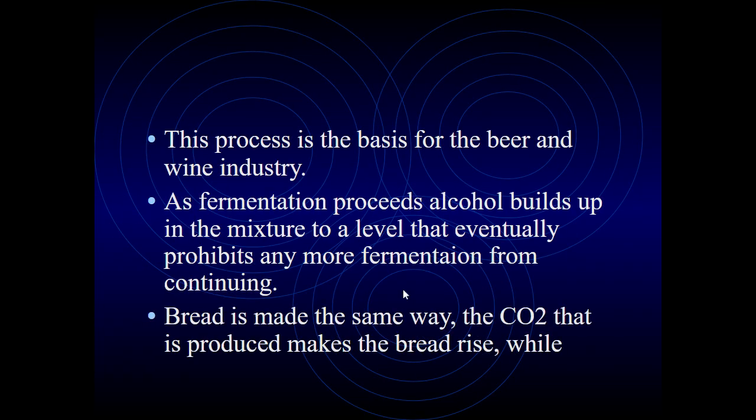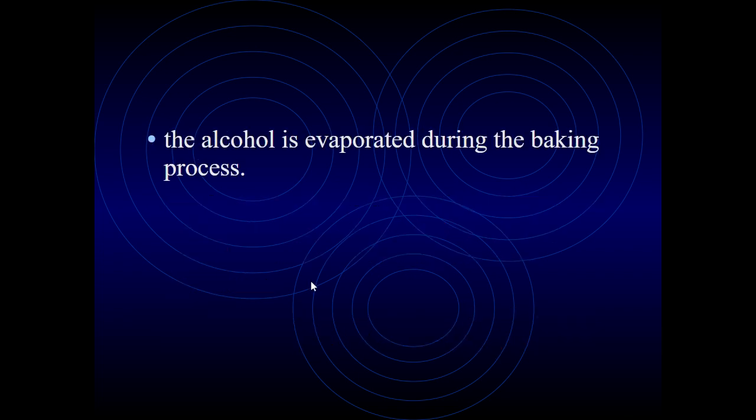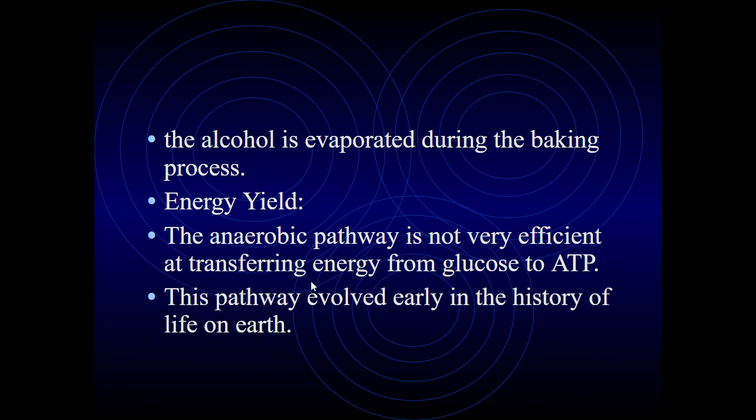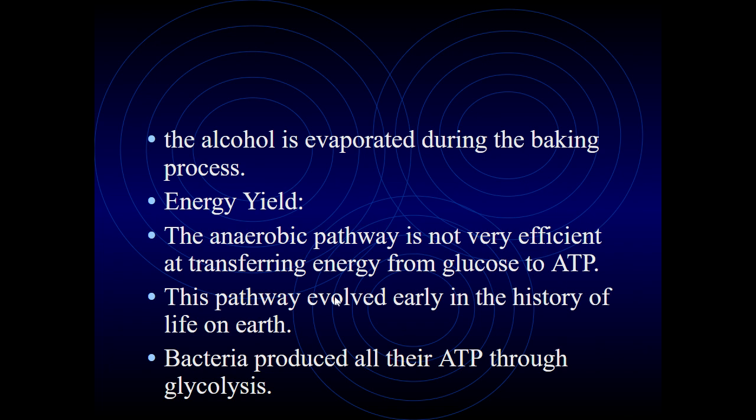So this process is the basis for beer and wine. As fermentation proceeds, alcohol builds up in the mixture to the level that eventually prohibits any more fermentation from continuing. Bread also uses the same thing when it rises. The only difference is the alcohol evaporates during baking. So the anaerobic pathway is not very efficient in transferring energy from glucose to ATP. This pathway evolved from the early history on Earth.